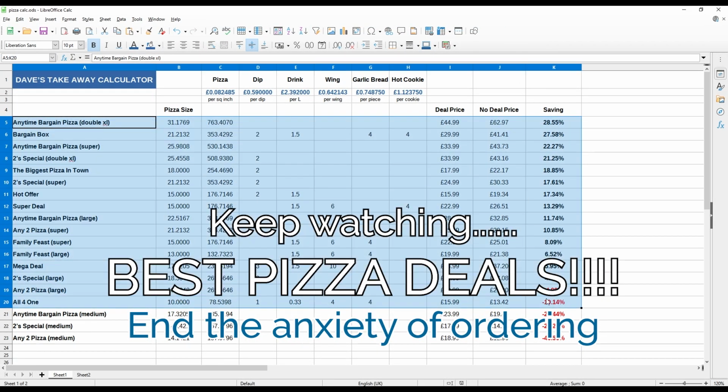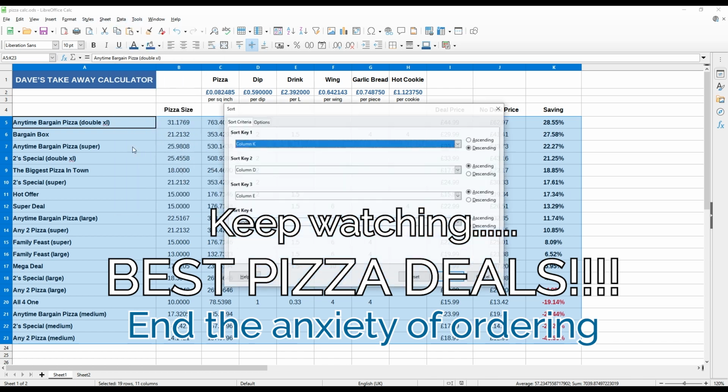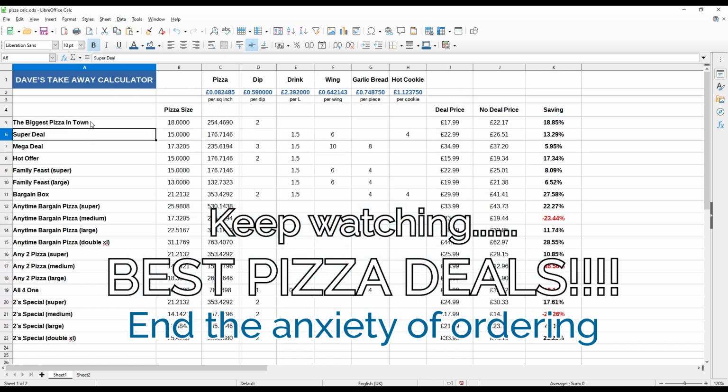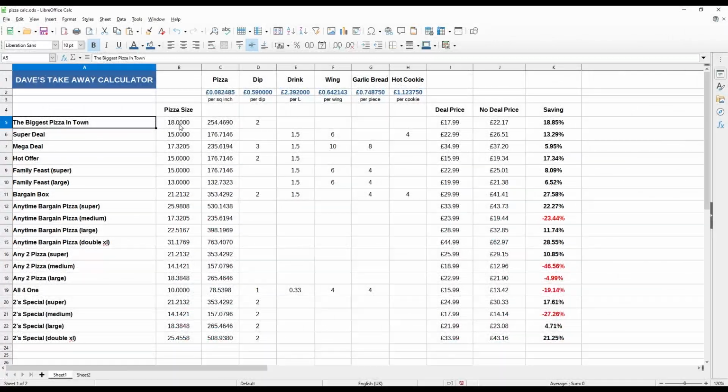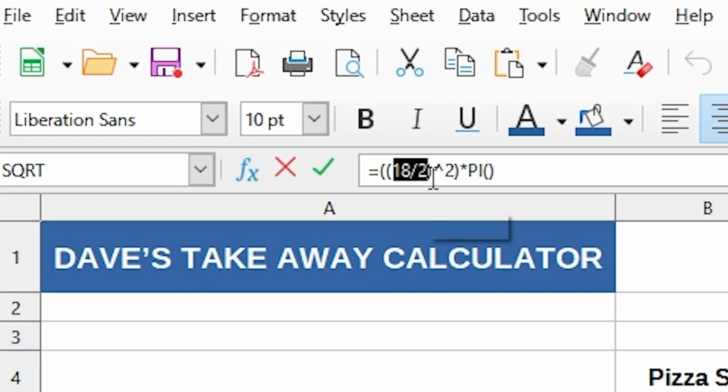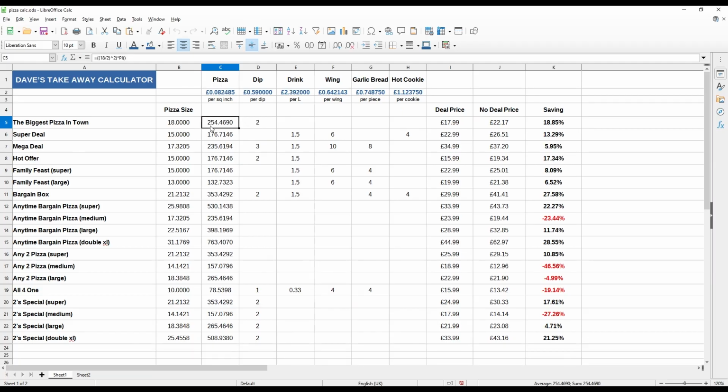If I just sort these first, if I go to data here and sort them. So I put in all the different meals down the side. And you can see I put in the square inches of the pizza. So for example here, that is 18 divided by 2, because I'm looking for the radius, squared times by pi. So that's giving me the surface area of the pizza.